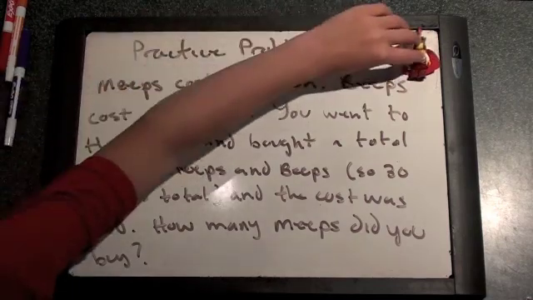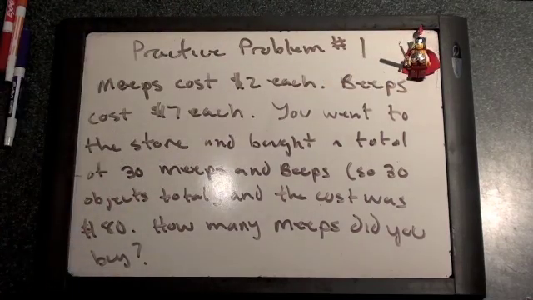Meeps cost $2 each. Beeps cost $7 each. You went to the store and bought a total of 30 meeps and beeps. So you bought 30 things total. Not 30 of each, 30 total things. And the cost was $80. How many meeps did you buy?